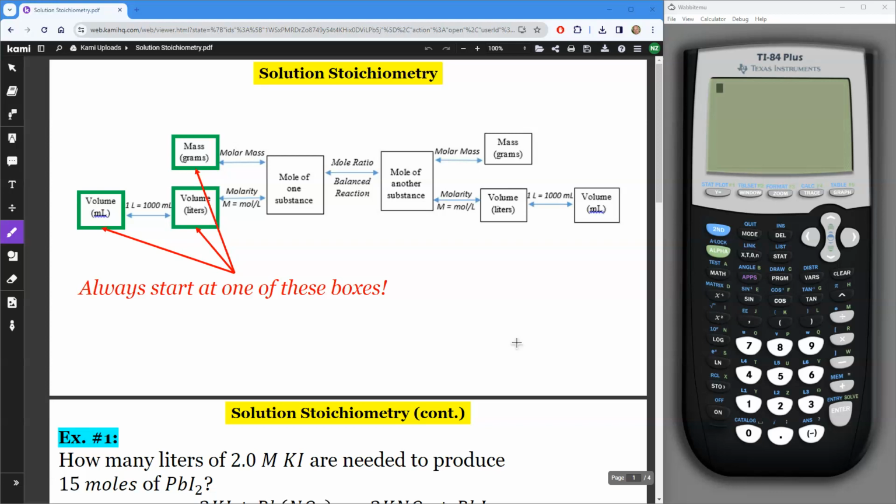In this video, we're going to go through solution stoichiometry. When we do solution stoichiometry, we are still going to be following the same rules from stoichiometry. We're going to be using conversion factors. We're always going to make sure that we start with our given, and that our units are diagonal from each other so that they will cancel out.